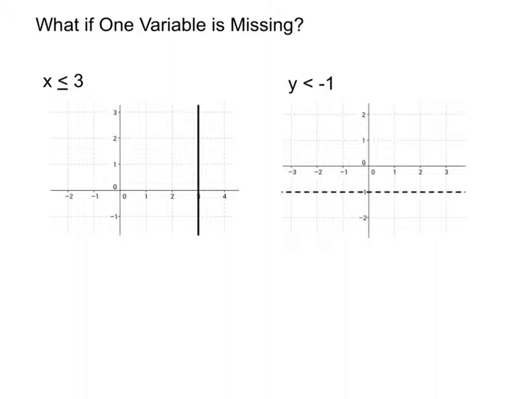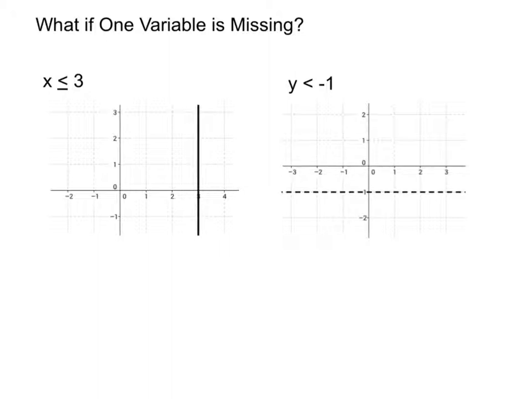There are times that it seems like we actually don't have enough information. Sometimes one of the variables is missing. That doesn't mean we can't do it. If we know that we're supposed to be doing this in a linear inequality in 2 variables, we have to know how to graph it. So let's say our problem is x is less than or equal to 3.